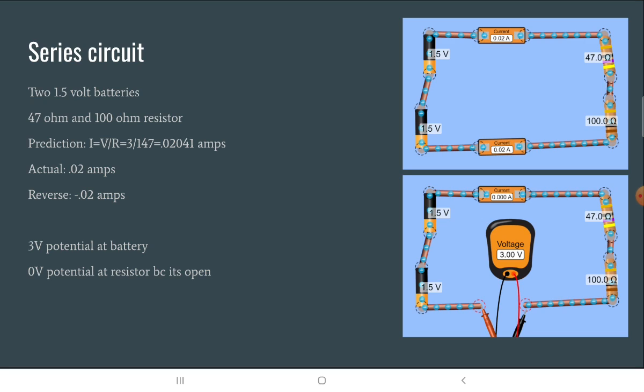When we reversed that ammeter, we got negative 0.02 amps, also as expected, since the current was flowing in the opposite direction. Next, we used a voltmeter, as you can see in the bottom picture, to measure the potential. So at the battery, the potential was 3 volts, and at the resistor, it was 0 volts. And this is because the circuit is still open when you're connecting it using the voltmeter, because the voltmeter has a lot of resistance.